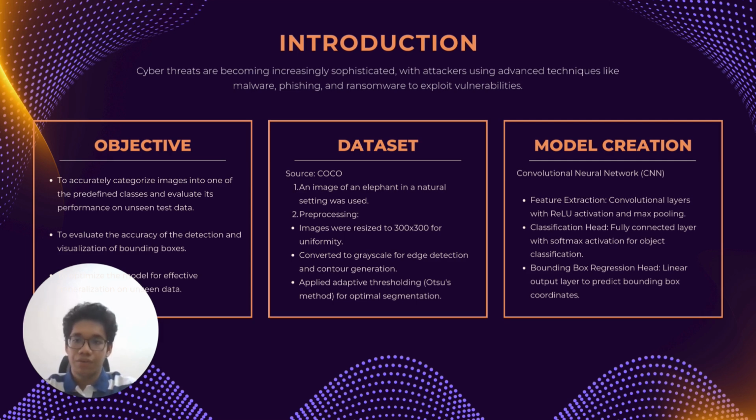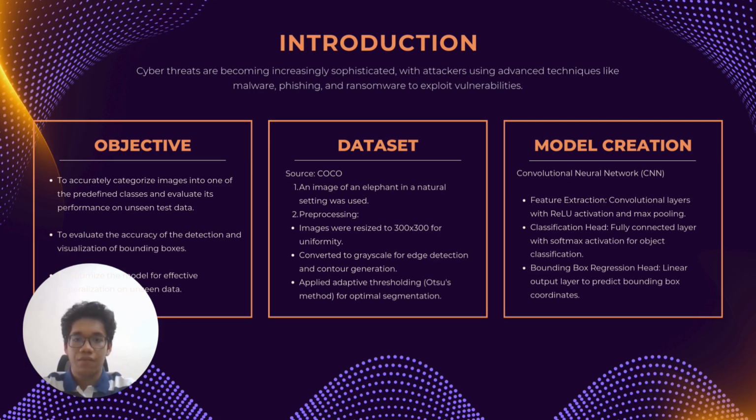So moving on to the dataset, our dataset is sourced from the COCO dataset, which is widely used for object detection tasks. For this assignment, an image of an elephant in a natural setting was chosen. For this image, 3 pre-processing steps are included, which are resizing images to 300 by 300 pixels for uniformity. Next, we convert it into grayscale to emphasize edge detection and contour generation. And lastly, we apply adaptive thresholding, specifically using Otsu's method, to achieve optimal segmentation.